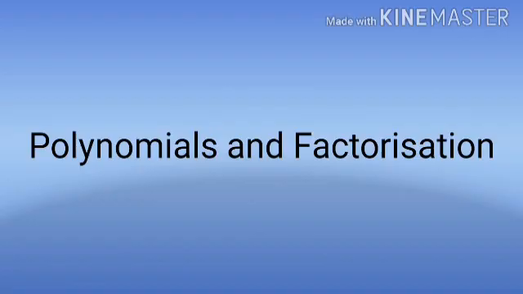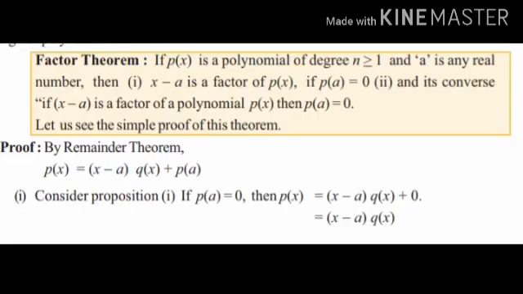In this video, we are going to discuss exercise 2.4 problems related to chapter 2, polynomials and factorization. Factor theorem: if p(x) is a polynomial of degree n greater than or equal to 1 and a is any real number, then first, x minus a is a factor of p(x) if p(a) equals 0.